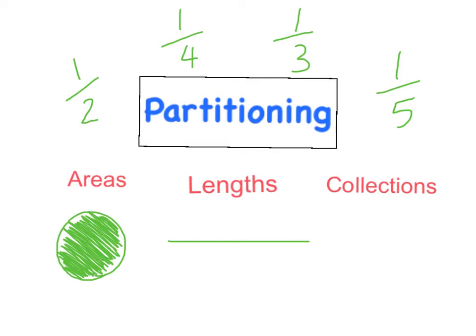Collections are a group of things. So for example, a group of marbles. Okay, so I would be partitioning a collection, I'd be dividing it into parts. So let's look at each fraction and we're going to talk about partitioning for each of those fractions.